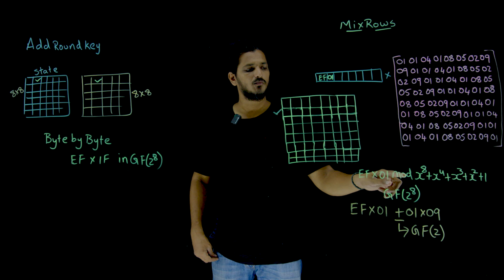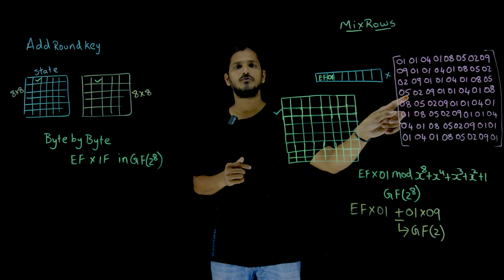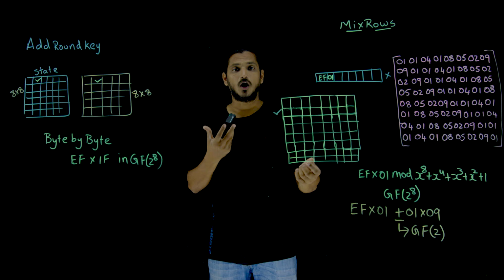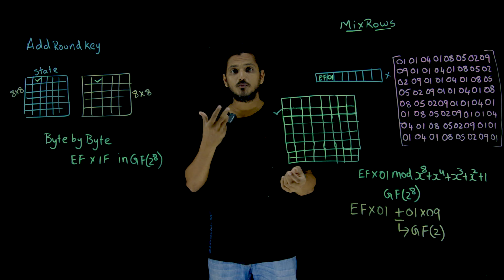EF multiplied by 01 plus 01 multiplied by 09 plus this number multiplied by 02 plus this number multiplied by 05. This is what happens in matrix multiplication. How is multiplication done? Using GF of 2 power 8. How is addition done? Whatever value you got here is added with the next one: EF multiplied by 01 plus 01 multiplied by 09. This addition is done using GF of 2.